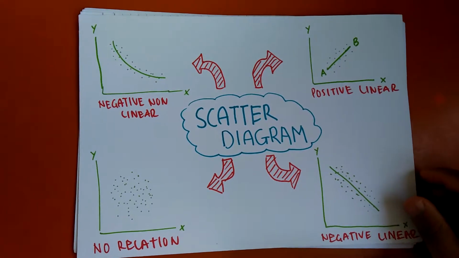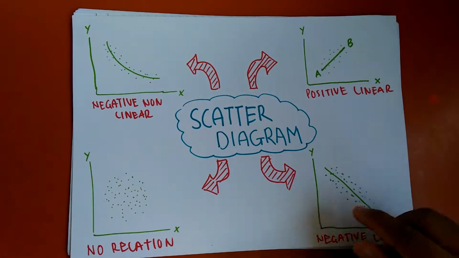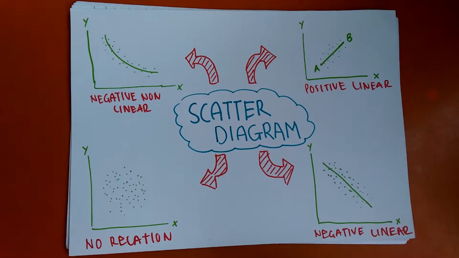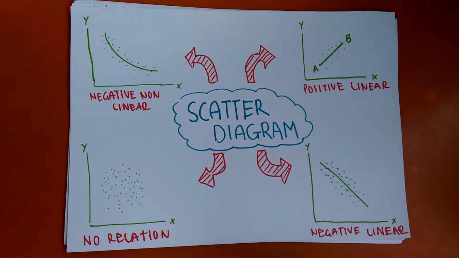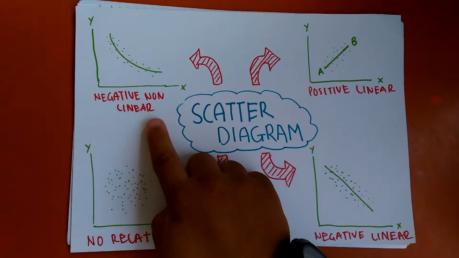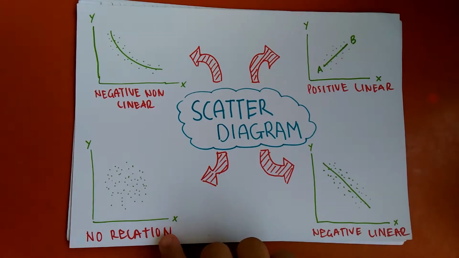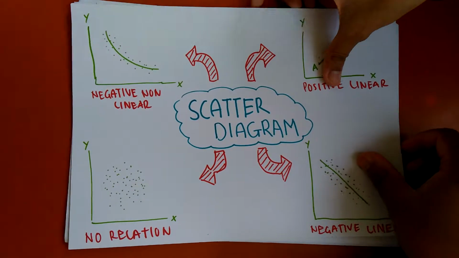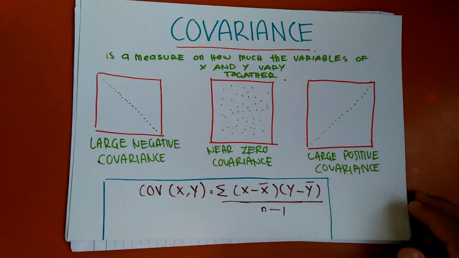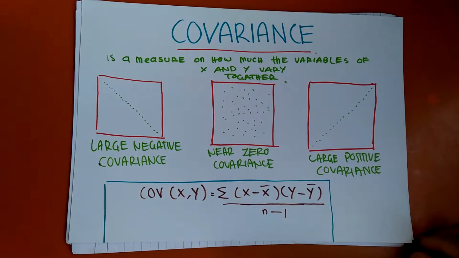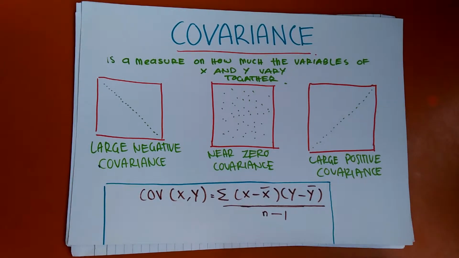First of all, in this chapter, there is the scatter diagram. You must know 4 types of scatter diagram, which are negative nonlinear, positive linear, negative linear, and no relation. The scatter diagram is a graphical technique used to show the relationship between variables.